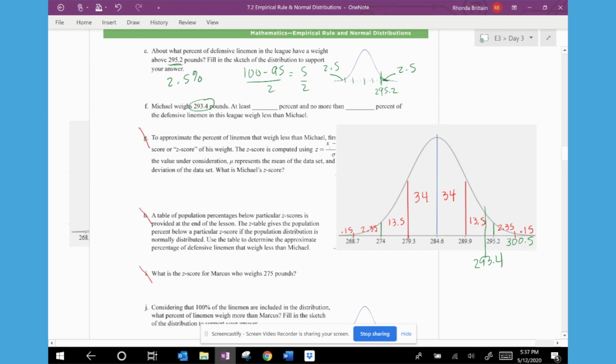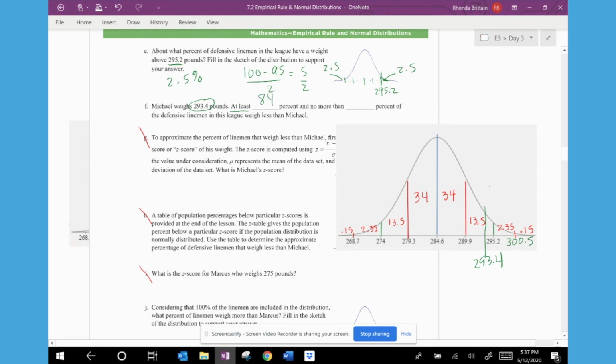So we don't know how many data values are exactly in here, but if I wanted to answer the at least part, I could add up 0.15, 2.35, 13.5, 34, 34, and 13.5. And if we add all of those, we know that he is at least heavier or weighs more than all of those people. So this is almost like calculating a percentile. So if we do add up all of those numbers, we're going to get 84%.